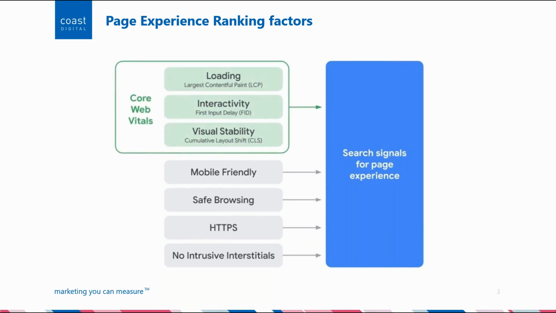And essentially, they are broken down into three categories. So the first is loading, so how the page loads. The second is interactivity, which is how snappy your website is when people are trying to use it. And thirdly, it's visual stability. So how much does the site move around while it's loading?